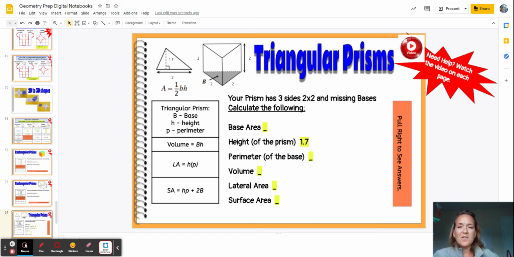Triangular prisms. First thing I want you to do is take a deep breath, okay? A lot of vocabulary here. Not the easiest thing, but not the hardest thing either. We just got to keep a couple of things straight.